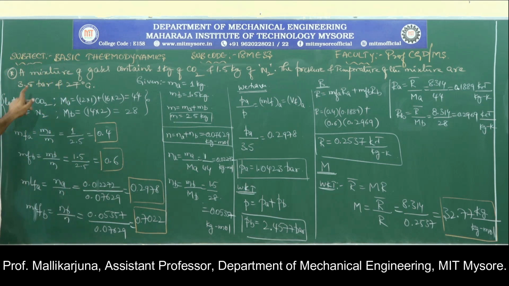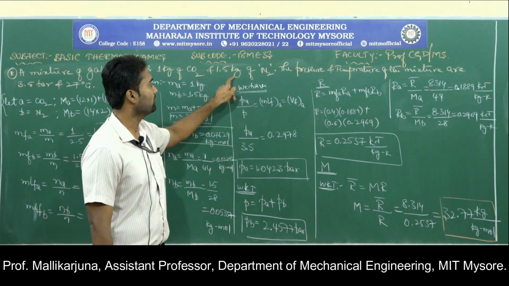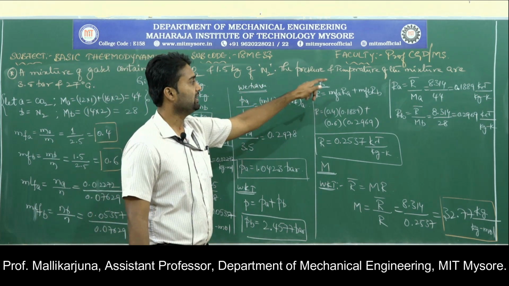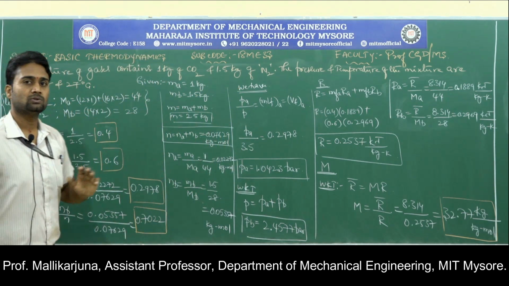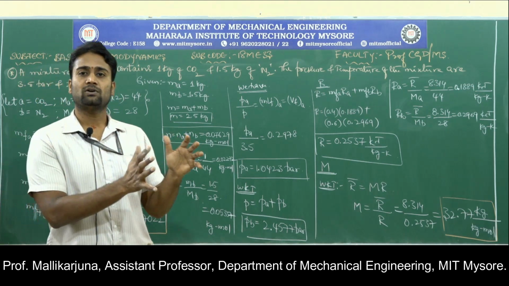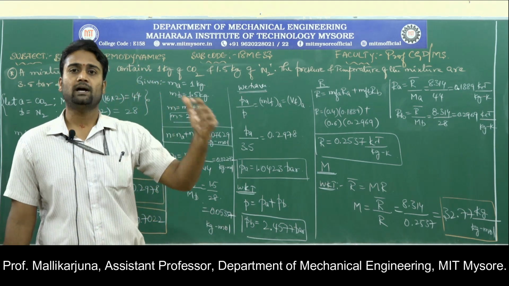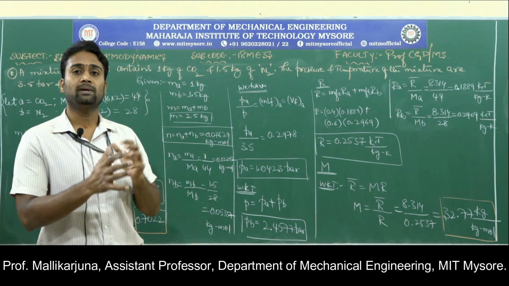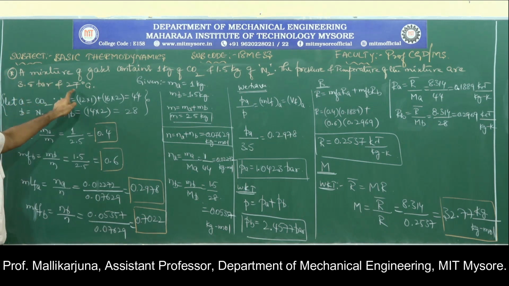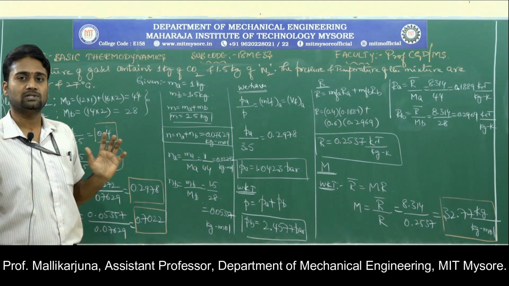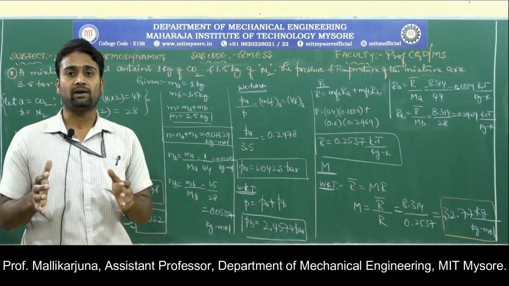Now I will read out the problem to you. A mixture of gases contains 1 kg of carbon dioxide and 1.5 kg of nitrogen. The pressure and temperature of the mixture are 3.5 bar and 27 degrees Celsius. So this is the given data to us. We have a mixture of ideal gases. This mixture has two constituent gases, carbon dioxide and nitrogen, and the entire mixture's pressure and temperature are known to us. The pressure of the mixture is 3.5 bar and the temperature of the mixture is 27 degrees Celsius. By keeping these two values, we need to calculate whatever we have derived now.